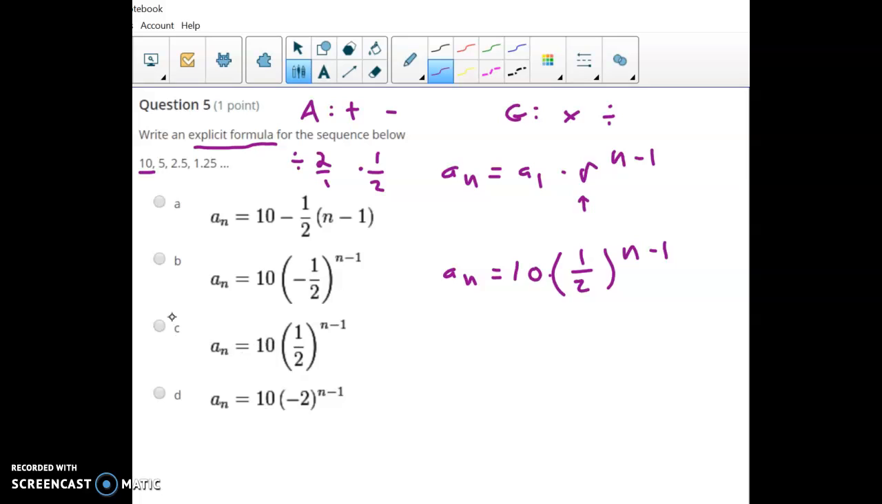All right, which would be this one right there. All right, hopefully that helps.